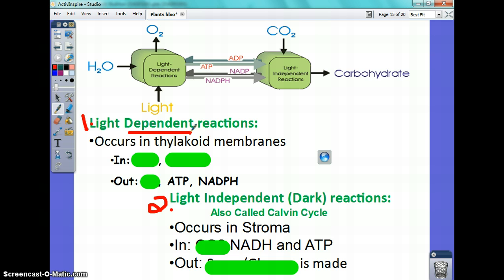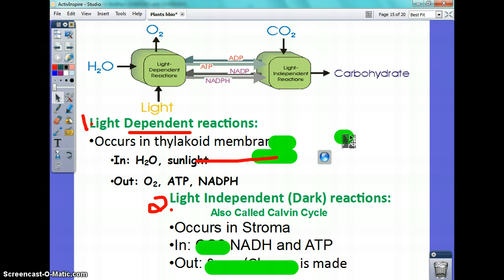So looking at this diagram, who could tell me what is taken in during the light dependent reaction? Light, good. What else? Look at the diagram. Water. So we've got water and sunlight during the light dependent reaction. What's emitted? Look at the diagram on the top. Light dependent, yes. Oxygen, good. And also, you've got some ATP and NADH or NADPH, remember those?